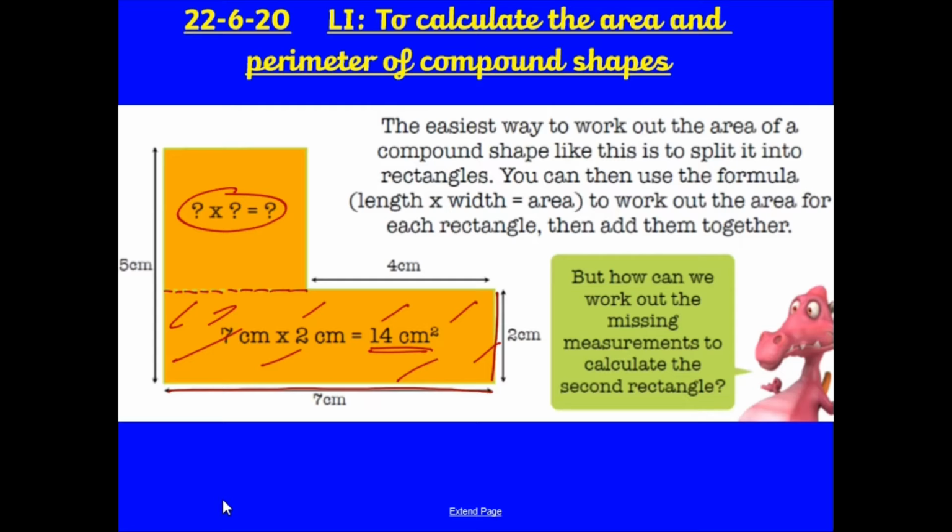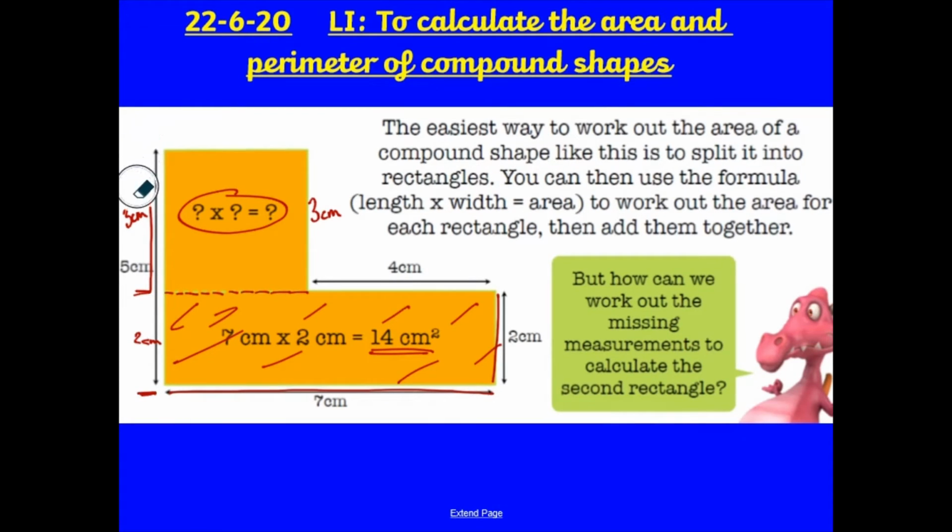Well, I'm going to have to use the information to help me work out the area here. I need to know the length and the width. Okay then. If I know from here to here is 5 centimeters, and from here to here is 2 centimeters, that must mean that from here to here is going to be 3 centimeters, because if I add them together, it will make 5, which is the total height. So I know that this here is 3 centimeters, because 3 plus 2 is 5.